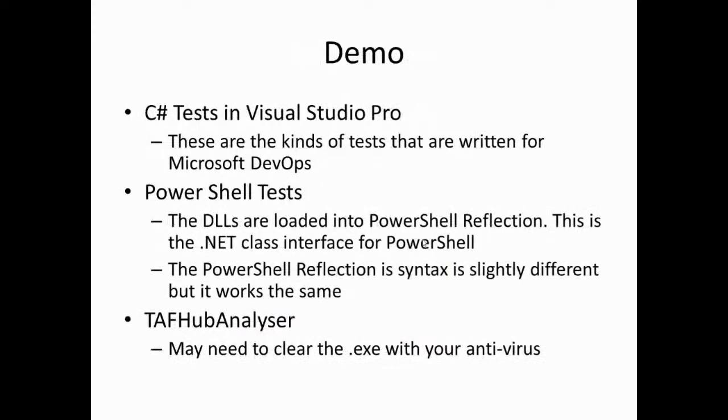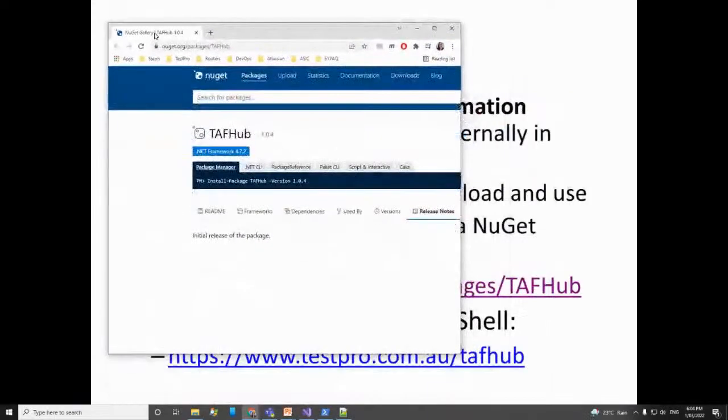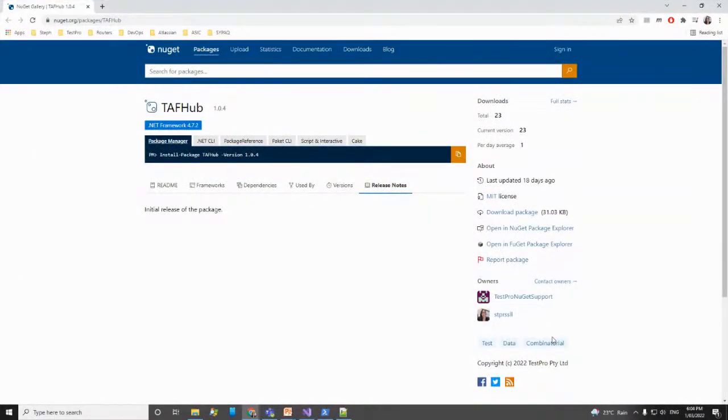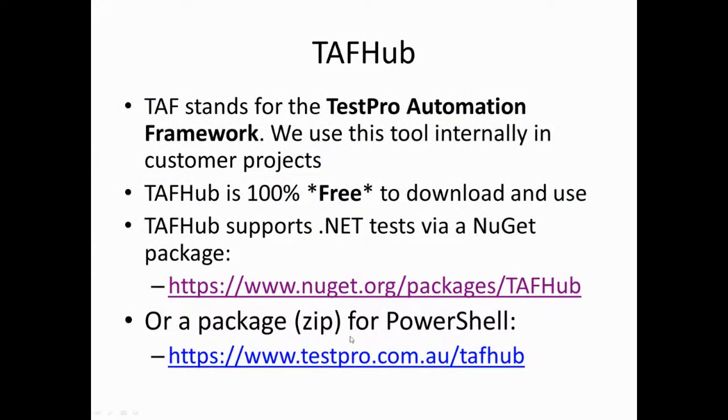Where is my here? The NuGet package lives here, which if I click on it, we should be able to see the NuGet package, which is this from TestPro. This is NuGet TAFHub 104. So that's pretty good. And the PowerShell zip file is just on our website under TAFHub. It's free to download.